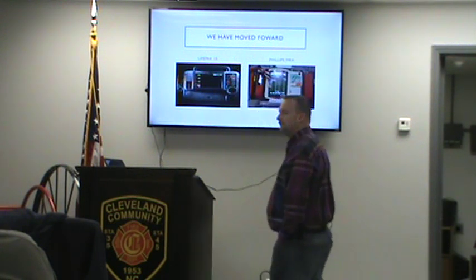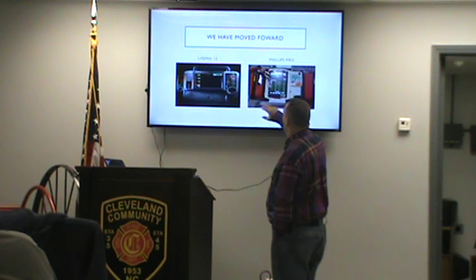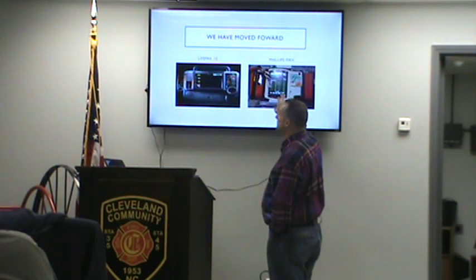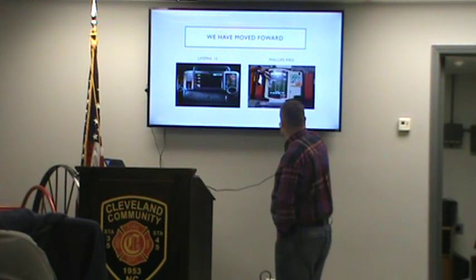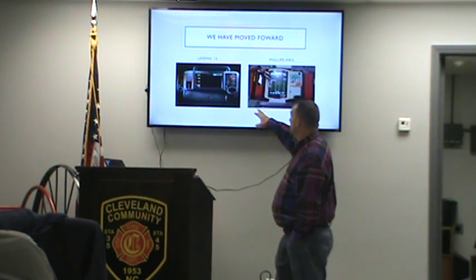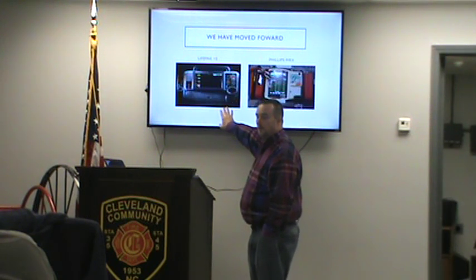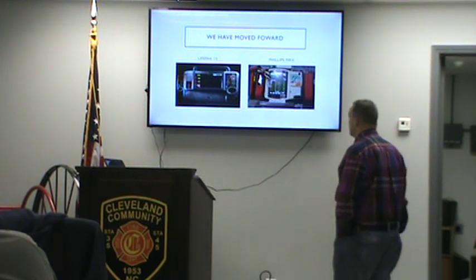Then they got a little bit more sophisticated. Now, over in Rowan, they use the Phillips. This is the monitor they use over at Rowan. And I've used both of them. I like how this one works, but I work on this one at Iredell, and I really like this one. Very good monitor.